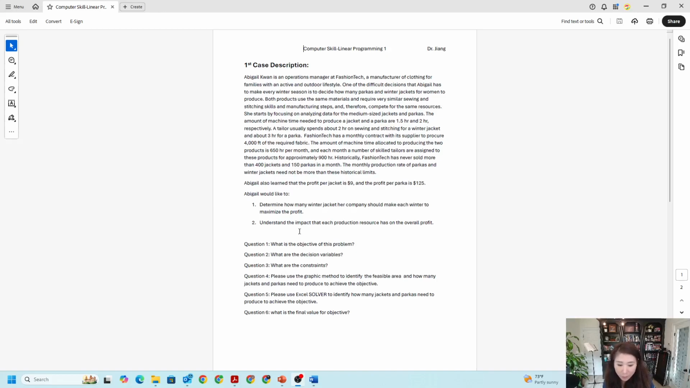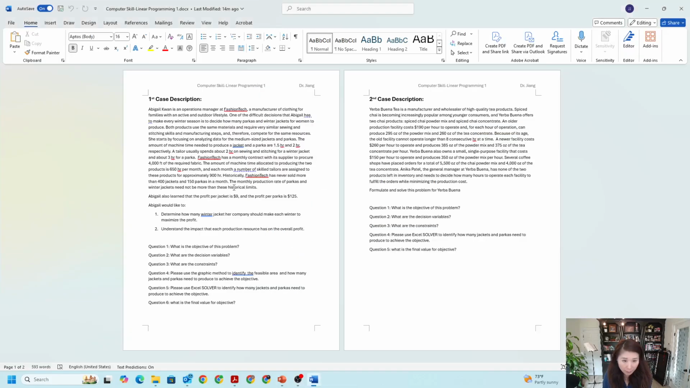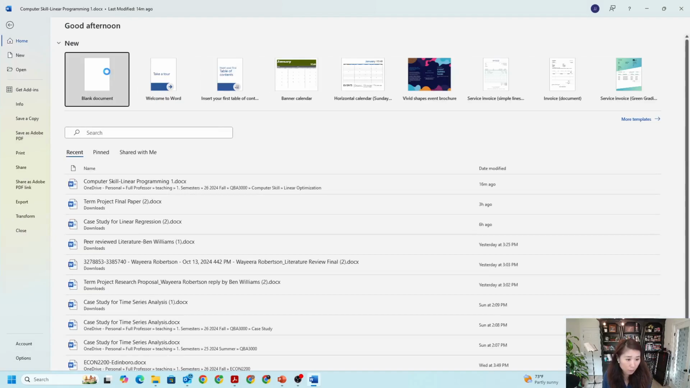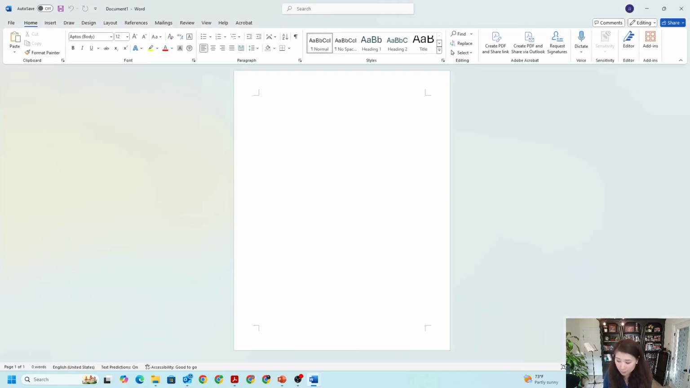Okay, so the first question is, what is the objective of this problem? We could just write a sentence, Abigail tries to maximize the profit. But that's not what we are looking for, because we have mathematical numbers. We want to incorporate them to help us lay out how this mathematical model should look. So let me open a clean Word document. Okay, let me zoom in.